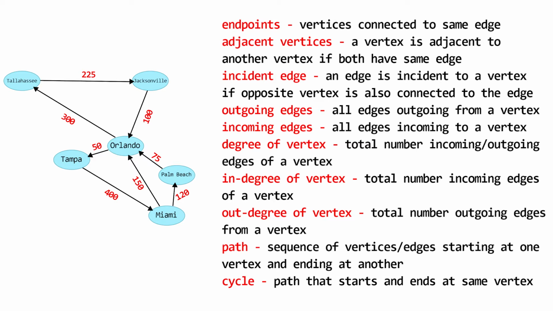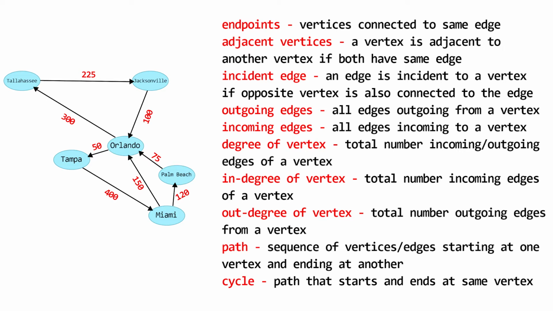The degree of a vertex is the total number of incoming and outgoing edges. So if we take Orlando, this has a total of 5 because it has 2 outgoing and 3 incoming edges. The in degree of a vertex is just the total number of incoming edges of a vertex. So in this instance with Orlando, it has 3, which is the 100, 75, and 150 valued edges.